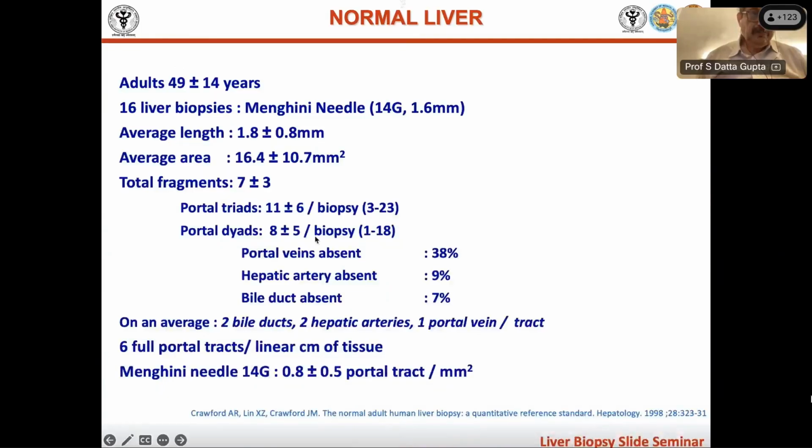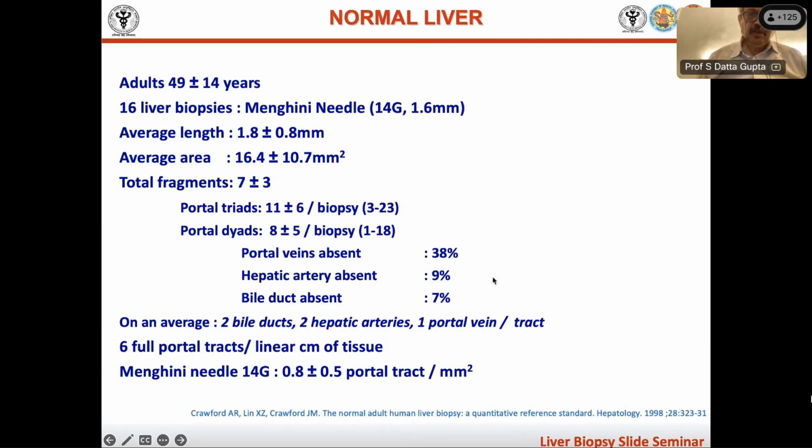So now we have seen the various structures in the portal tracts. You have to note that the portal veins can be absent in about 1/3 of the cases. You have to take serial sections. Hepatic artery and bile ducts are together absent in about 5% of cases in some of the portal tracts. But on an average, you will find 2 bile ducts, 2 hepatic arteries, and 1 portal vein in every tract. Very important. For example, you have to know that the hepatic artery containing portal tracts will have bile ducts.